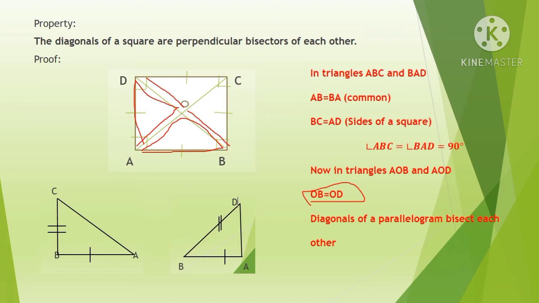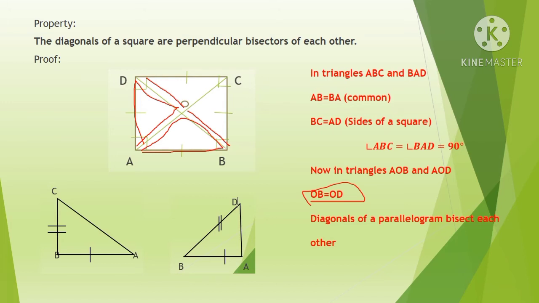Understood now, children? So you have to draw a square, draw the diagonals, then take down the triangles. After taking the triangles, just compare them. Here you have AB and BA, two equal sides, because they are common for both triangles. Next, we have taken BC is equal to AD because that is a side of a square. So we know that sides are equal. Then we have taken angle B is 90 degrees, angle A is 90 degrees. So we can write angle B is equal to angle A is equal to 90 degrees.